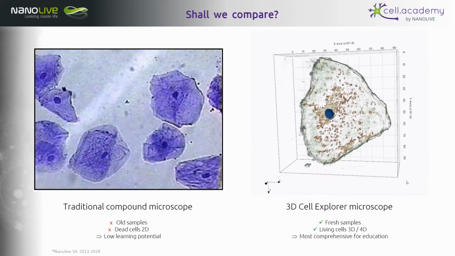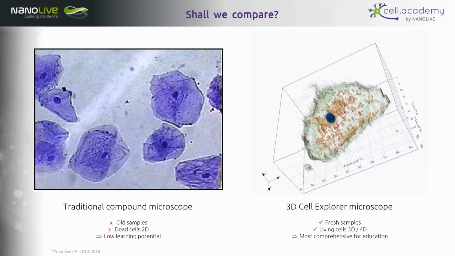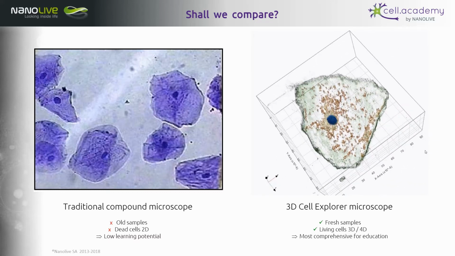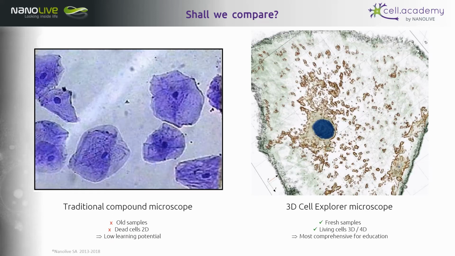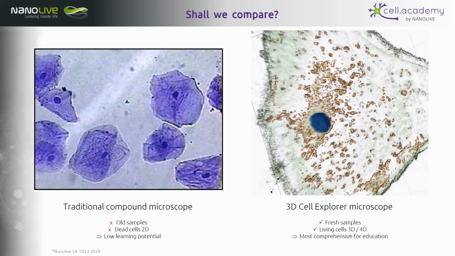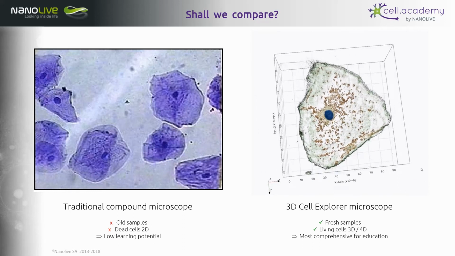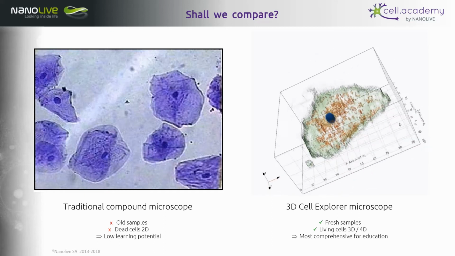So here we have an example of human cheek cells, which are observed with both types of microscopes. On the left, you can see the cells stained with methylene blue, to highlight the nucleus. This sample is quite old and it shows dead cells with minimal detail. This was taken with a traditional compound microscope.